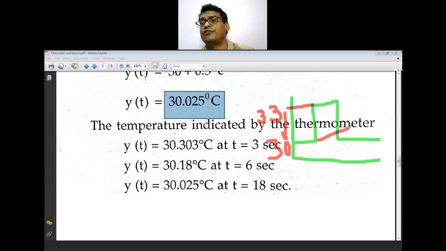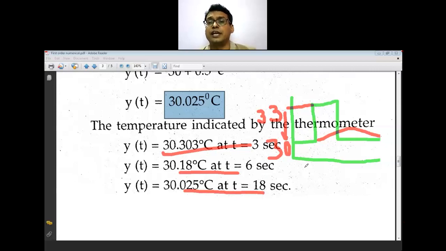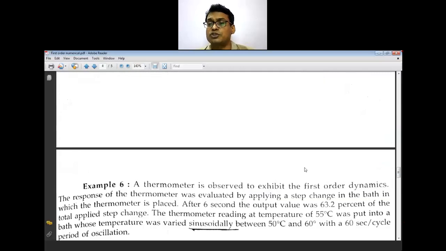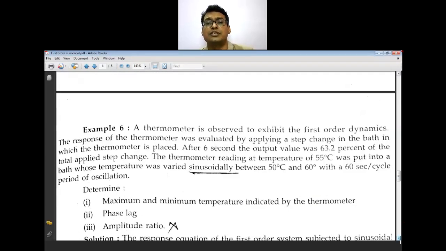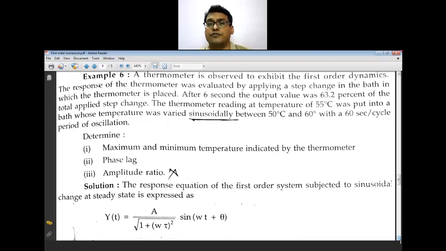In the initial time it goes up to 30.3, then it decreases and attains a certain time constant. So the temperature first increases, then slightly decreases, then again decreases after a certain time. So this is related to the response of the impulse forcing function. Now the third example is related to the sinusoidal forcing function.